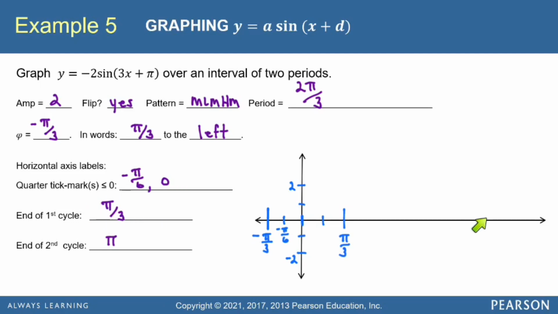And now for the next cycle, we lay out 4 more tick marks. And that last mark there will be the end of the second cycle. So we already know that's pi.